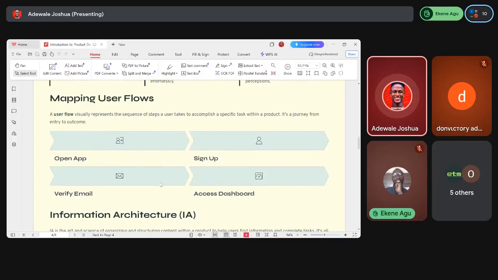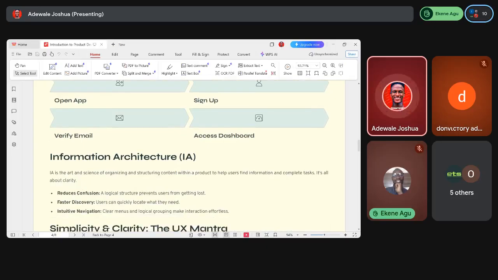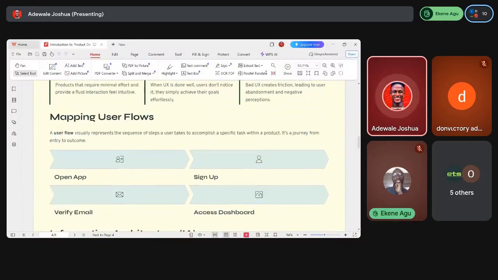So yeah, what is mapping user flows? A user flow visually represents the sequence of steps a user takes to accomplish a specific task within a product. It's a journey from entry to outcome. So the thing is: open app, sign up, verify, access dashboard. The dashboard is where you have so many other features where you could run every one of your operations, and then you log out.